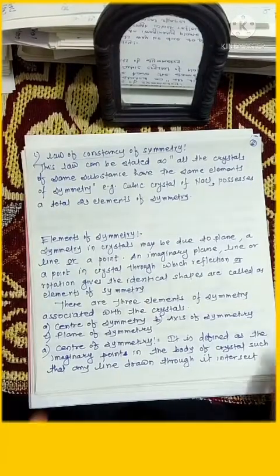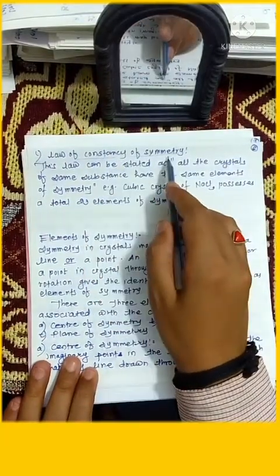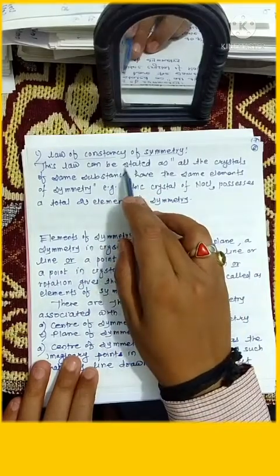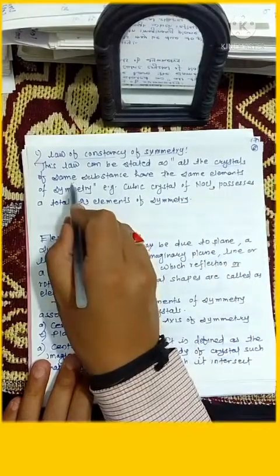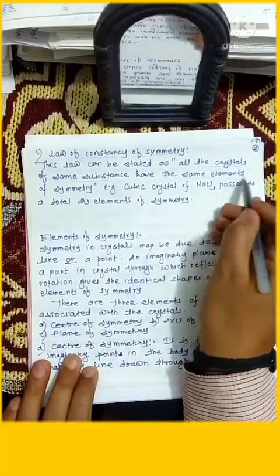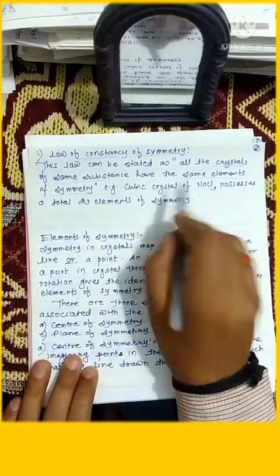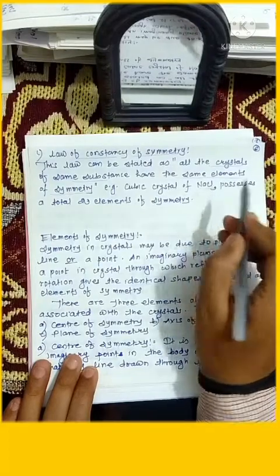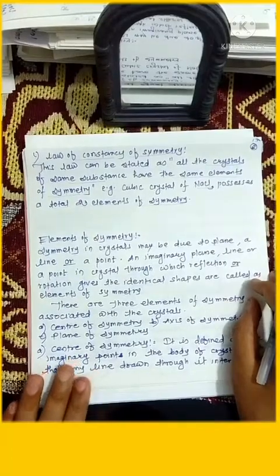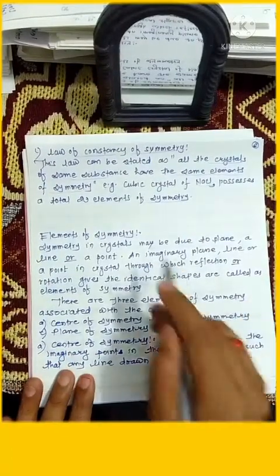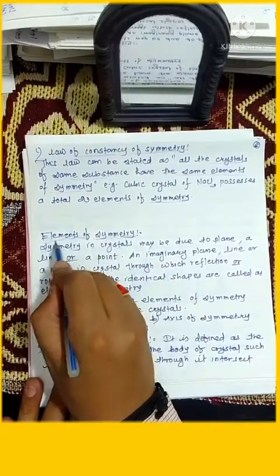Now we are going to see the third law, that is the law of constancy of symmetry. This law can be stated as: all the crystals of the same substance have the same elements of symmetry. It is important. Students should note that NaCl possesses 23 elements of symmetry. Now we are going to see what is the meaning of elements of symmetry.